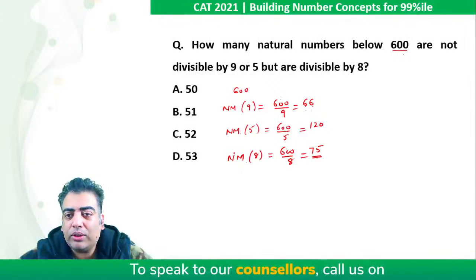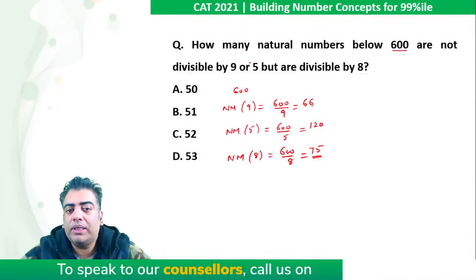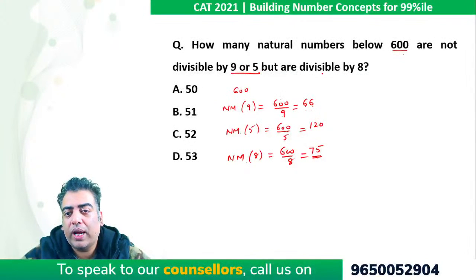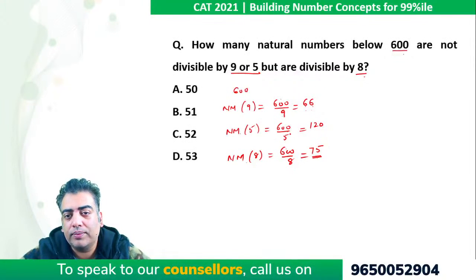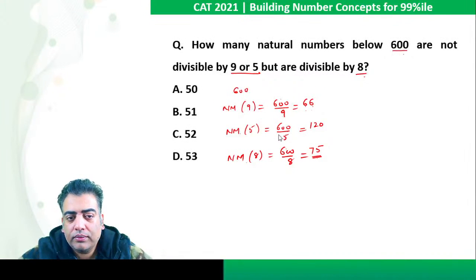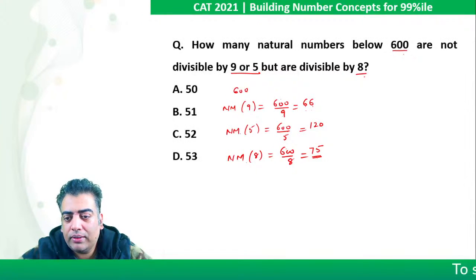Now guys, can you think of how to find numbers which are not divisible by 9 or 5 but are divisible by 8 by using this piece of information? Be quick and tell me.